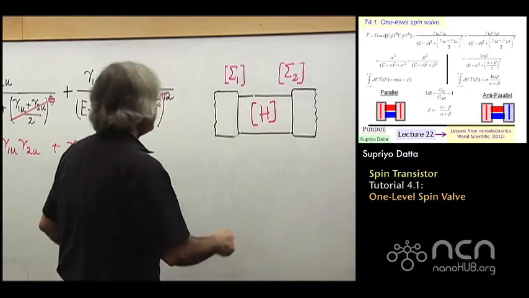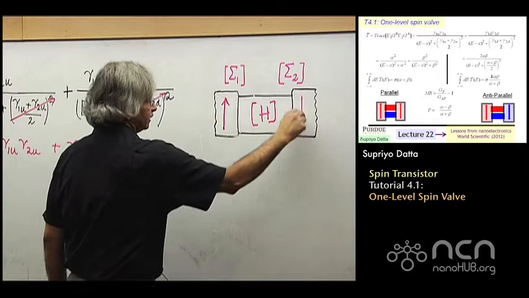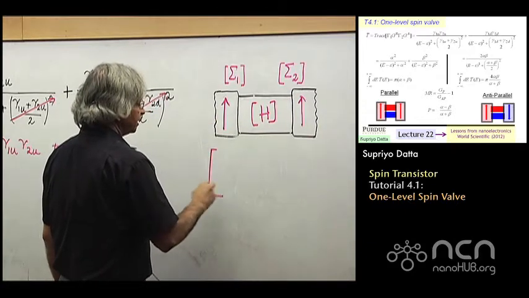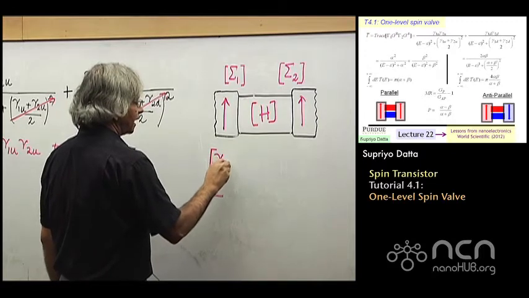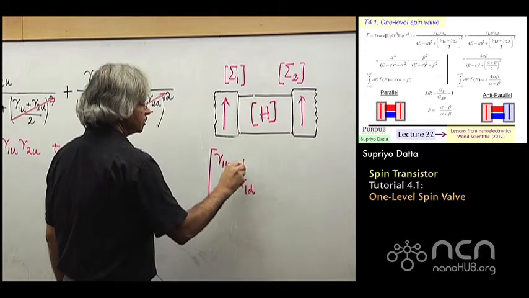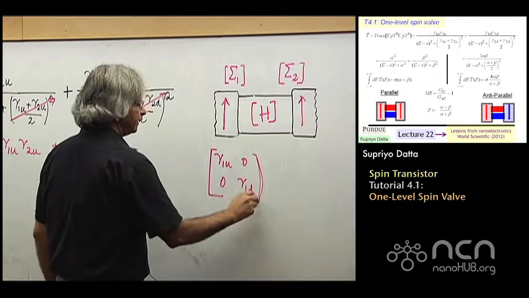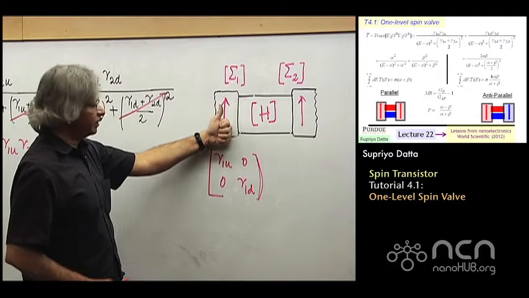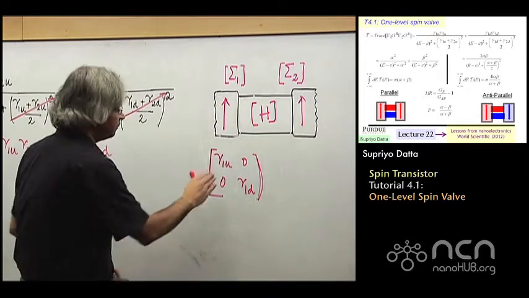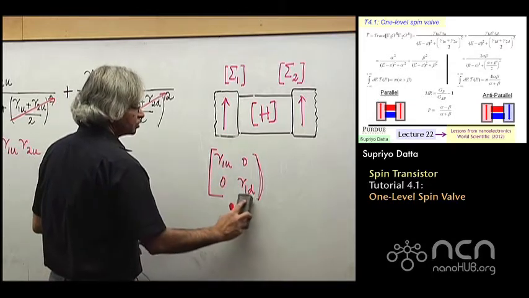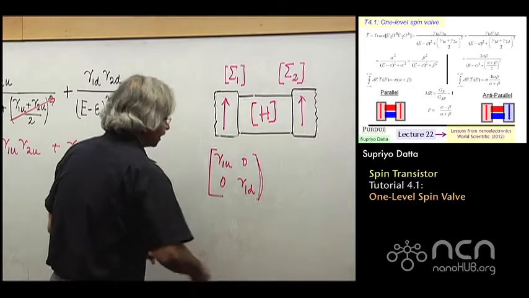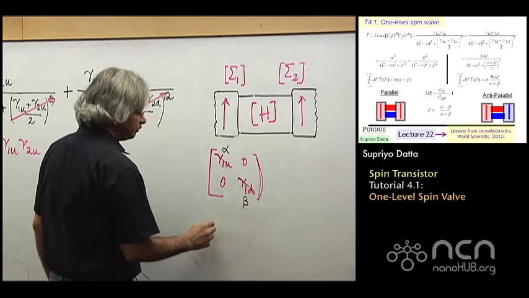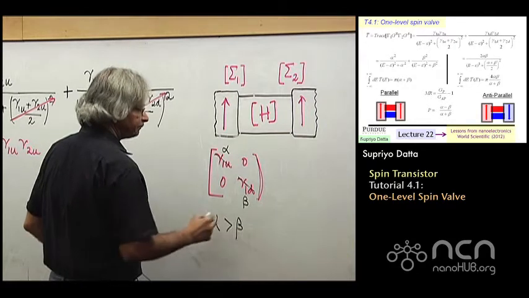Remember, you have these two magnets that are parallel. So when I'm writing the gamma for this magnet, we had earlier said it would look like gamma 1 up, gamma 1 down, 0, 0. And if you had a spin that was along the magnet, it would be able to get out easily. So that would be big. The other one would be small. So I could write here gamma 1 up as, say, alpha, and gamma 1 down as beta, with the understanding that alpha is greater than beta.